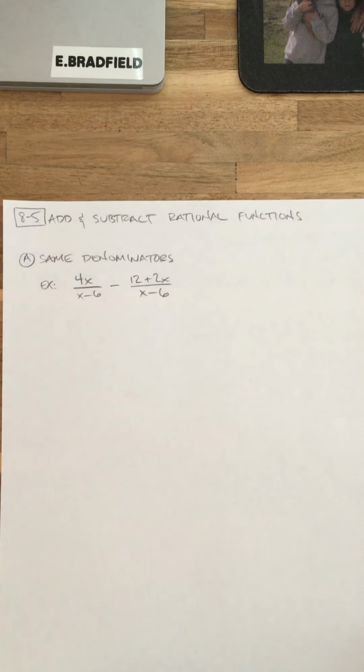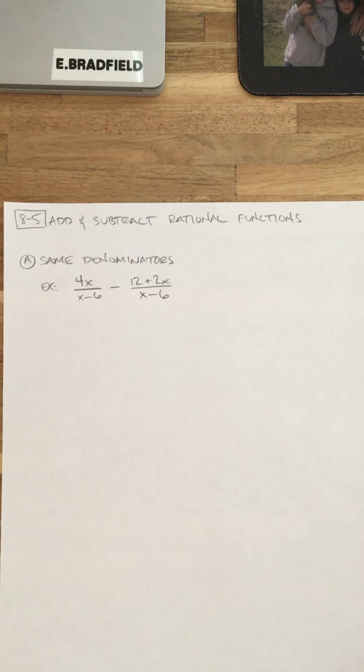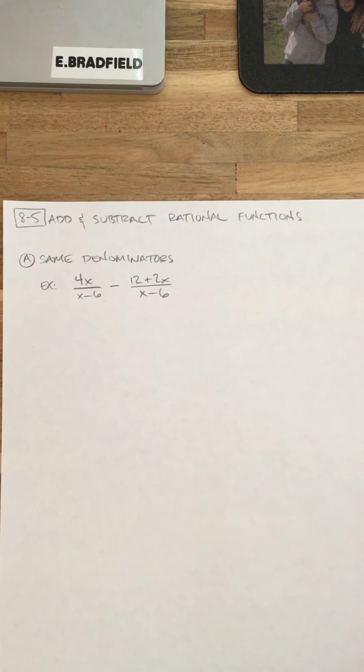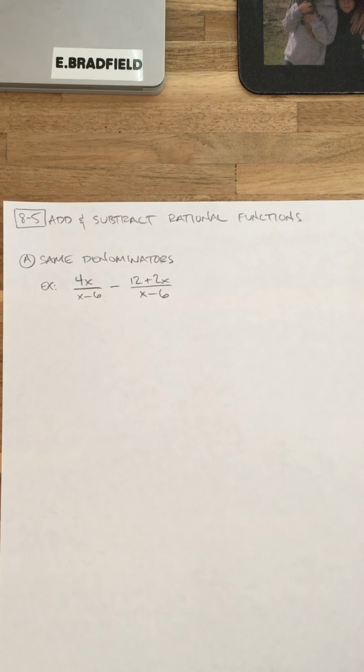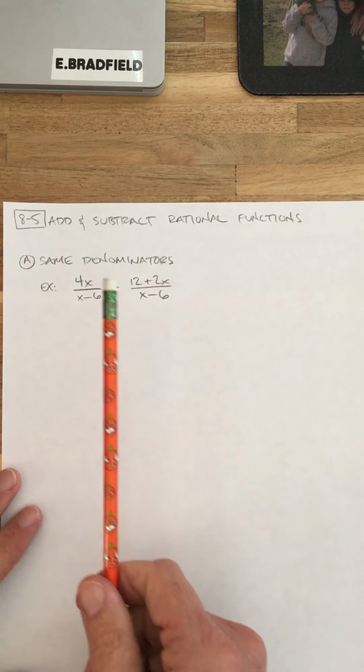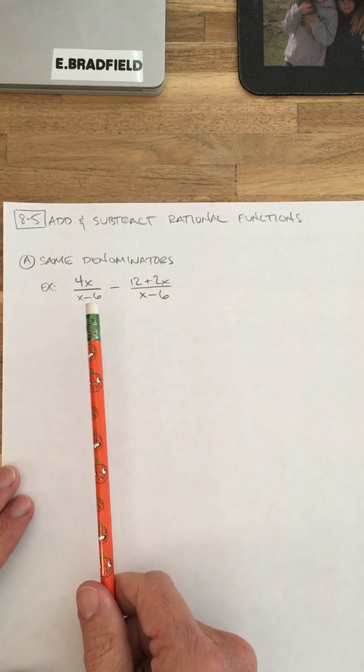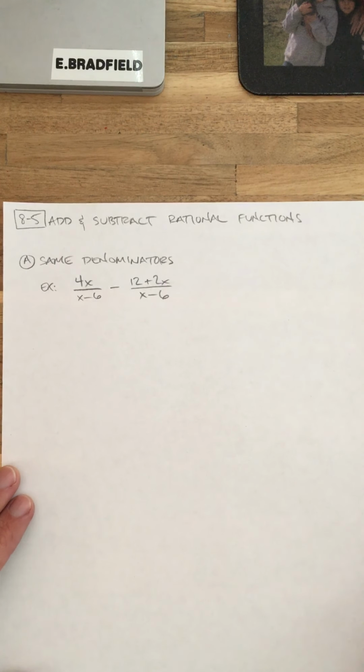Hey guys, what's happening? So today we are going to add and subtract rational functions. I think this is going to be a two-parter, maybe even a three-parter. This is going to be a long one. But anyway, the first thing we're going to do is let's just add two rational functions that actually have the same denominator, okay? Keep in mind, when you're adding or subtracting fractions, you need matching denominators, right?